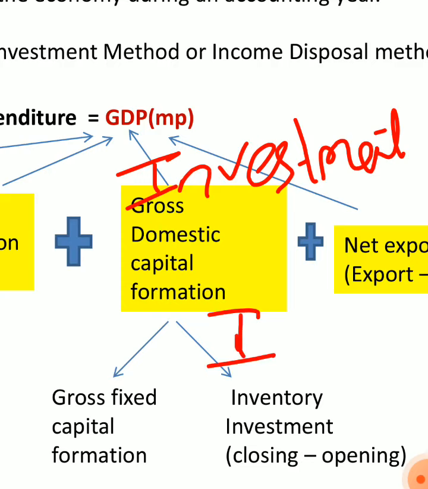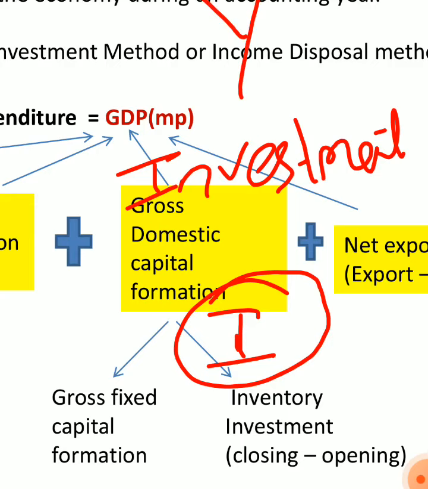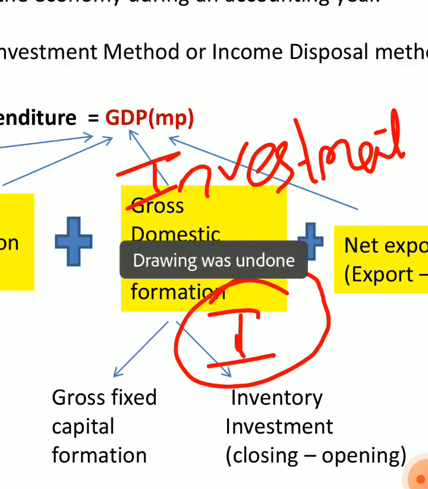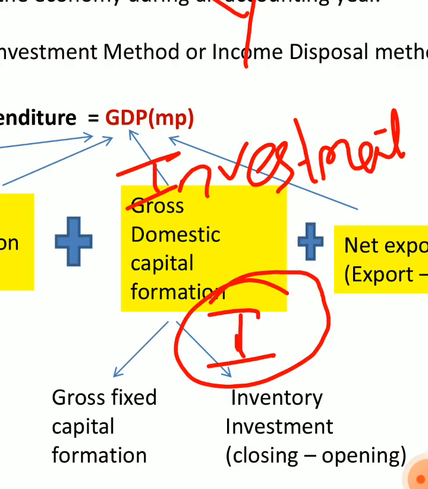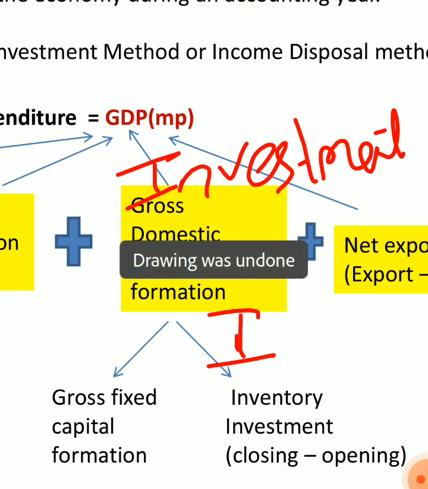Remember, I is denoted for investment, and income is denoted by capital Y. So if you want to denote income, you have to write capital Y, and if you have to denote investment, then you have to write I. So this gross domestic capital formation is also called investment.